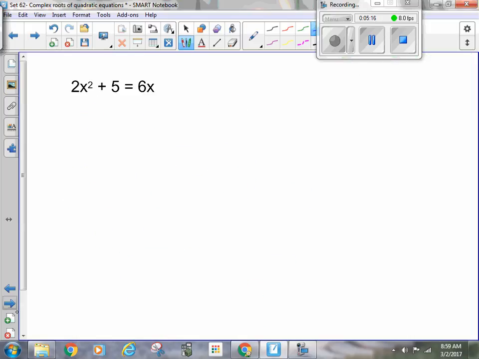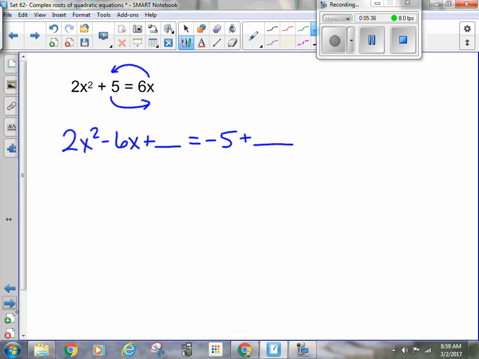All right, so here if we look at this one, my terms are in a little bit different order. So let's go ahead and move this 5 over and move 6x over. So we have 2x squared minus 6x, I'm going to leave a space, equals, and I'm going to have negative 5 and a space. Now remember here we have a coefficient of 2, so we need to divide everything by 2. We want that leading coefficient to be 1.